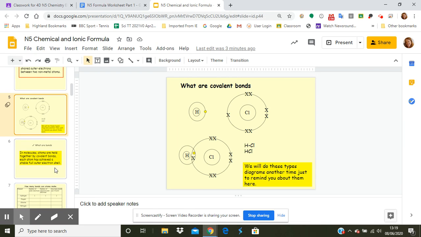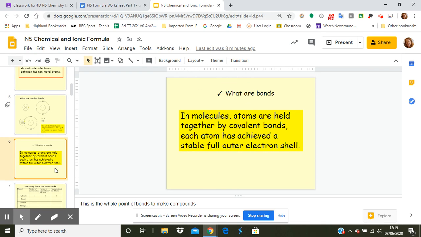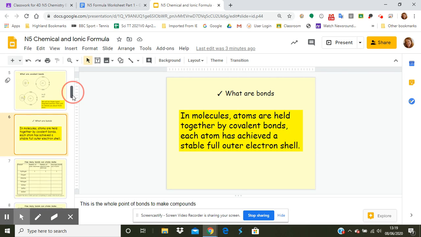Now we're going to focus this assignment on writing formula. Just to recap a bit about molecules, remember molecules only have covalent bonds because they only have non-metals in them. We are going to be looking at other ones as well.